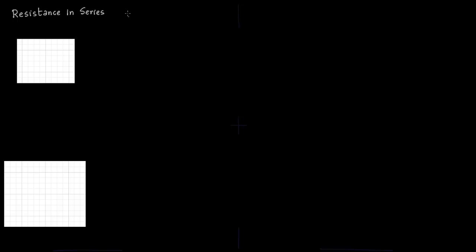We will now compute resistance in series and resistance in parallel. So first, remember the formula delta V is equal to IR. So we start out by drawing resistance in series. So you have the battery, delta V is the potential difference, then you have two resistances R1 and R2.